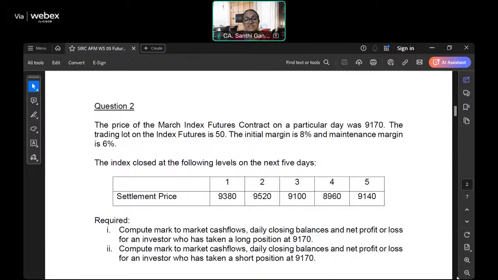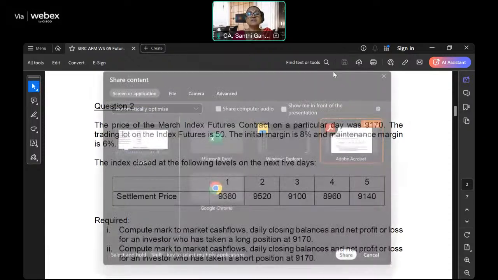So now, what is the first thing? Always, when we open a margin account, we need to know what is the initial margin, what is the maintenance margin.